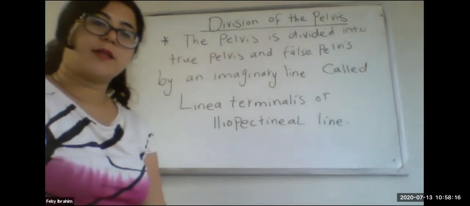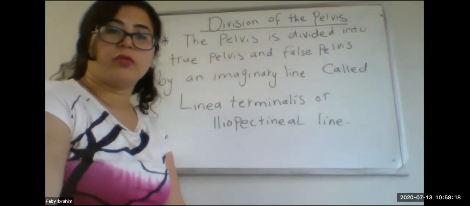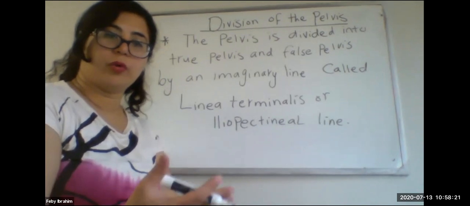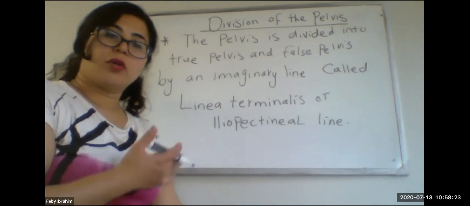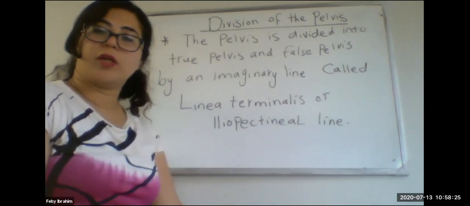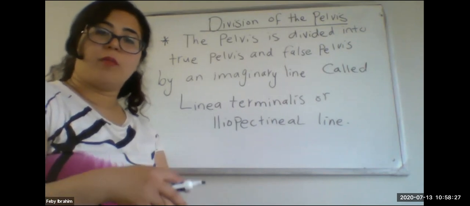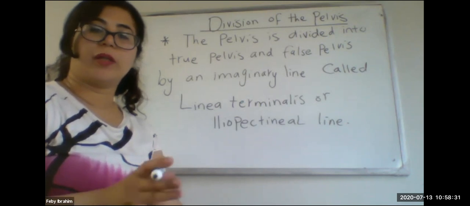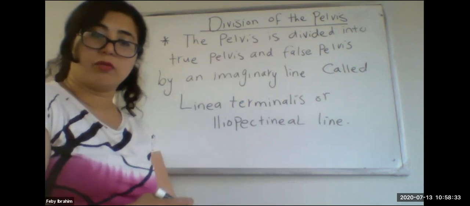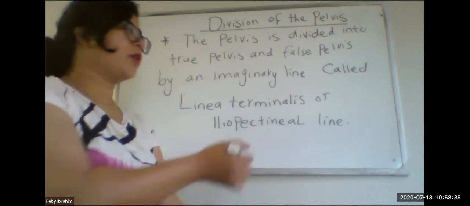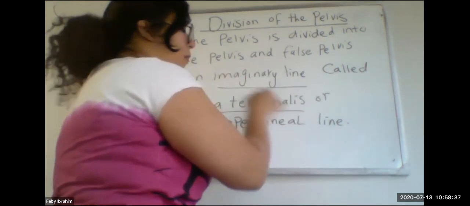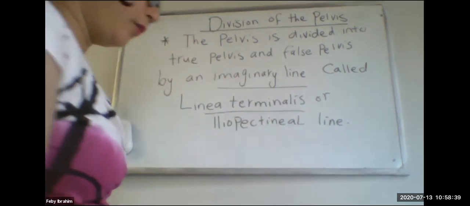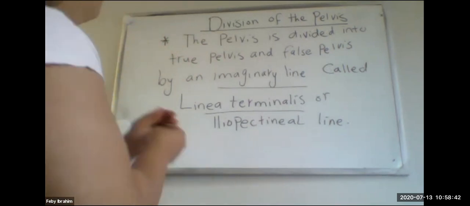So again, guys, the pelvis is divided into two compartments, two portions. One is called the true pelvis and the other one is called the false pelvis, by an imaginary line called the linea terminalis or iliopectineal line. Let me explain this imaginary line. Okay, let me draw for you.